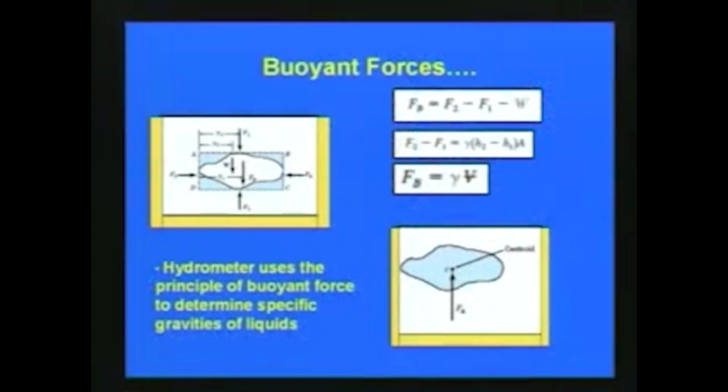The point through which the buoyant force acts is called the center of buoyancy, and the buoyant force passes through the centroid of the displaced volume. That also we have seen in the last lecture. We can equate the buoyant force to the weight of the liquid displaced, so FB is equal to gamma into the volume, where this is the volume of displaced liquid. This theory we can apply to many engineering problems, and also equipment like the hydrometer, which is used for specific gravity determination, is based upon this principle.